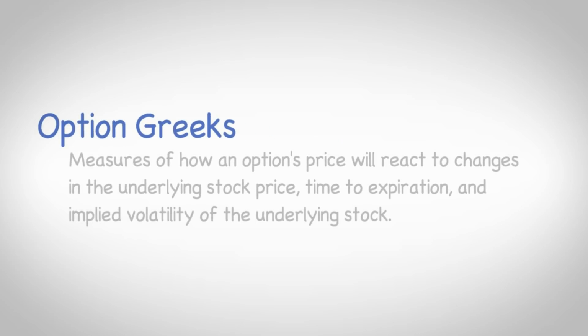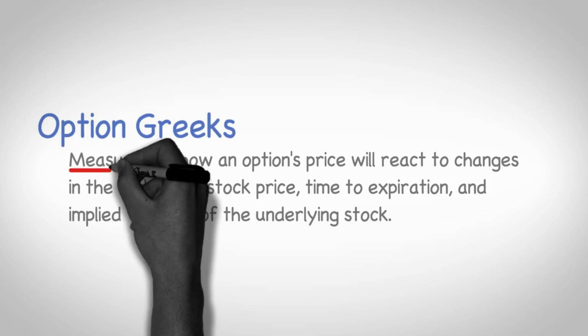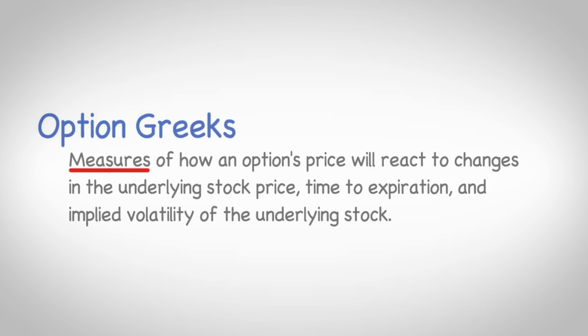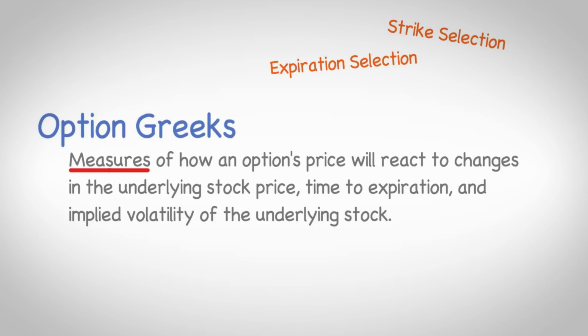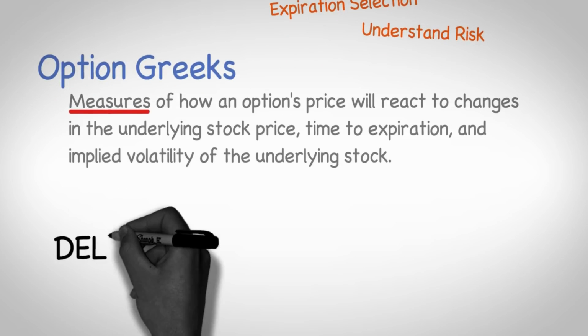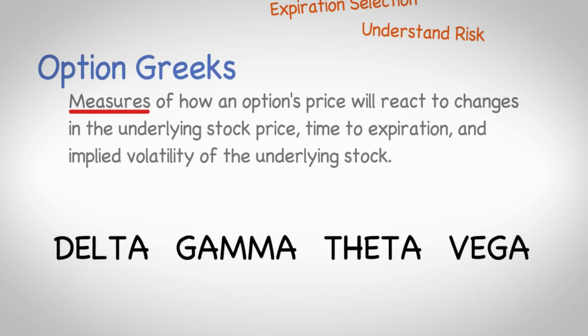Option Greeks give us an idea of how an option's price will react to changes in the underlying stock price, time to expiration, and the volatility of the underlying stock. They are simply used to measure an option's price sensitivity to each of these factors. These option Greeks are important to learn and understand because they actually help us choose which strike prices and expirations to select when placing trades. And they also help us understand our risk, which is crucial to successful trading. There are four main option Greeks: delta, gamma, theta, and vega. Let's first talk about delta.